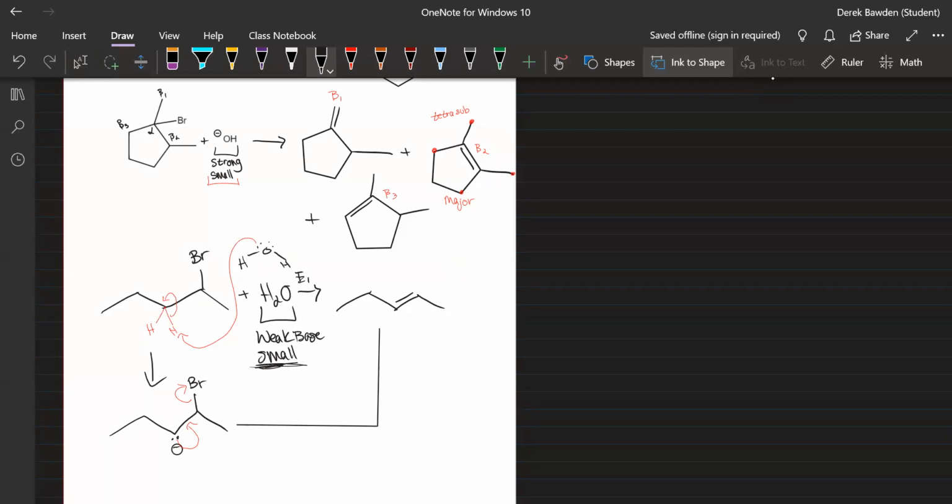Do Zaitsev and Hoffman apply to both E1 and E2, or just E2? Both. It's for both. So our water molecule steals a hydrogen, we get a negative charge, and then the negative charge forms a double bond, kicking off our leaving group. Bromine is pretty happy holding a negative charge, so it's fine leaving with that negative charge, and carbon does not want that negative charge, so it's trying to do anything to get rid of it. Cool.